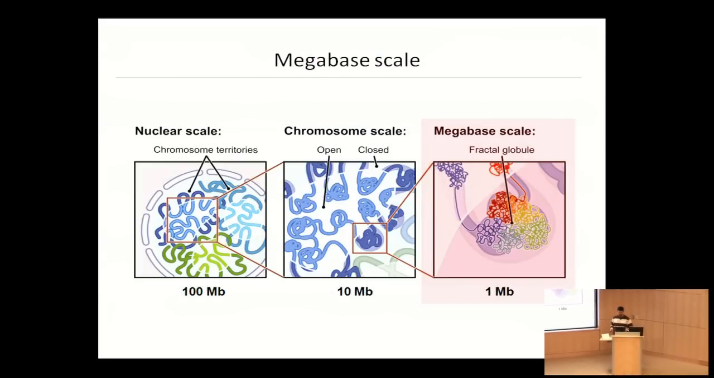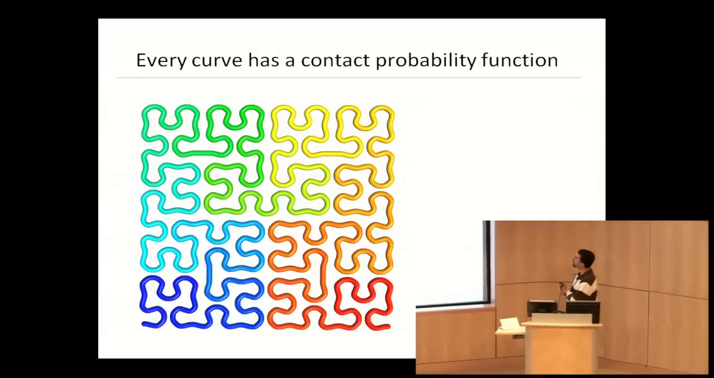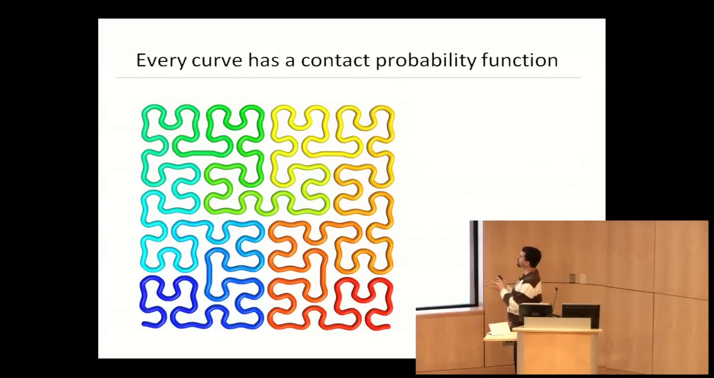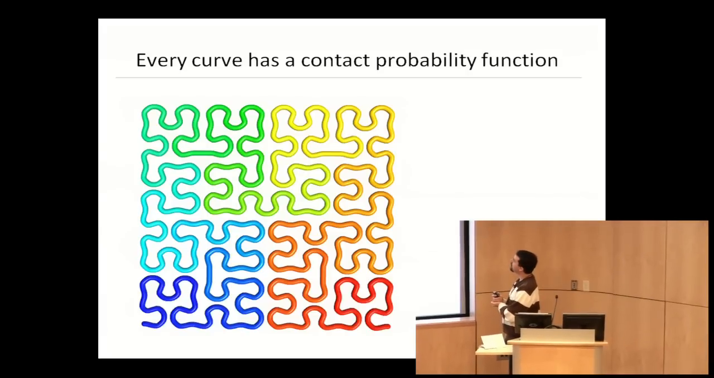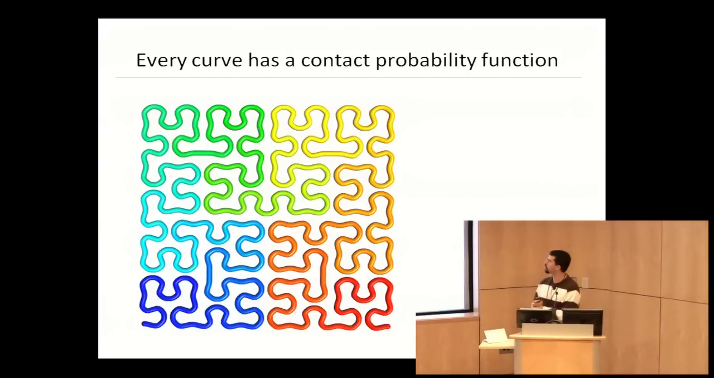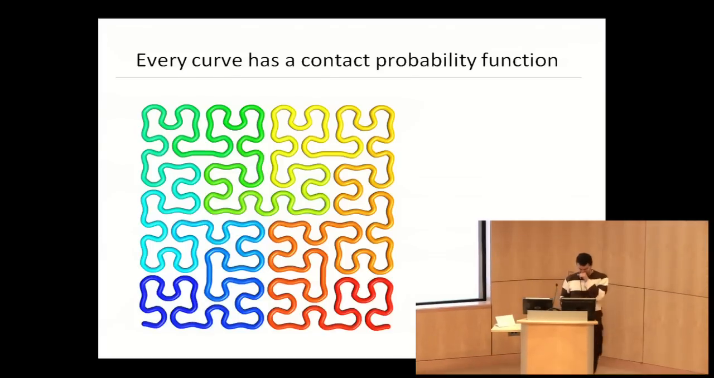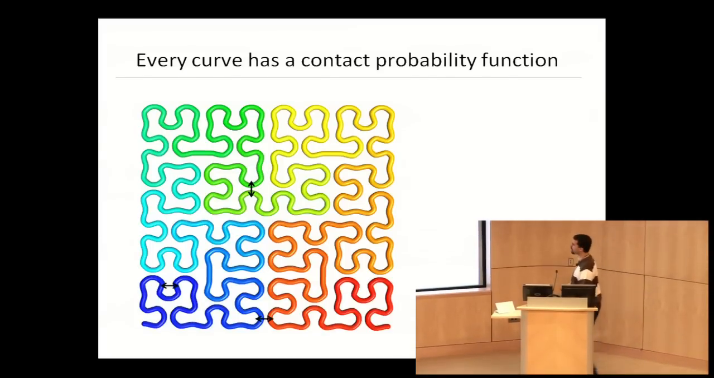Let's look at what the data suggests about the genome at the megabase scale. So let me tell you the following sort of fact. If life throws you a curveball, it will be no consolation that every curveball has a contact probability function. Still, it's true. In particular, let me tell you about that.